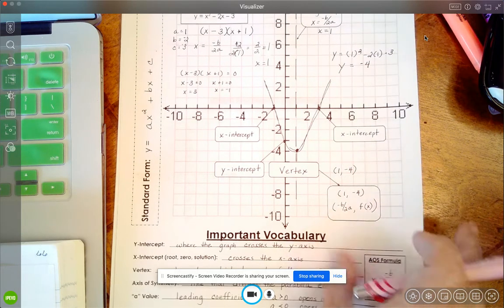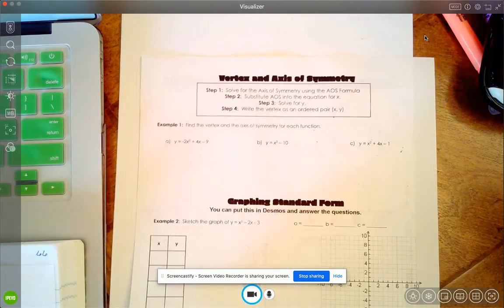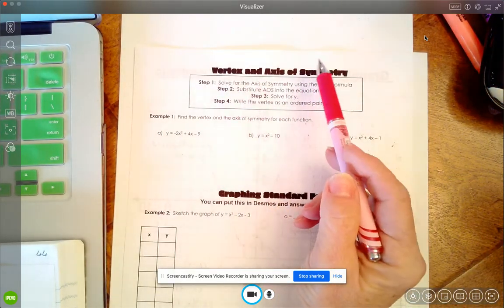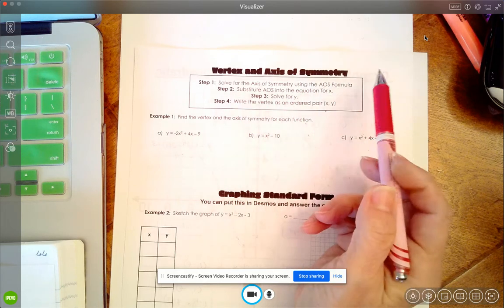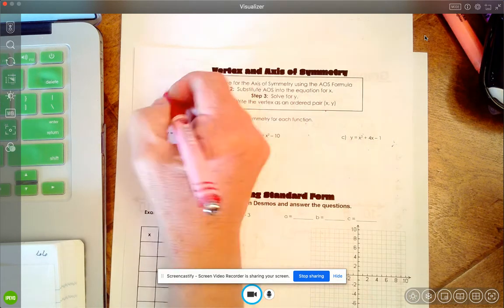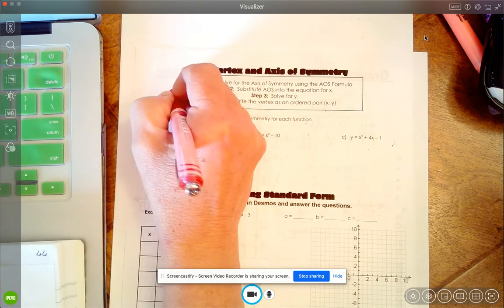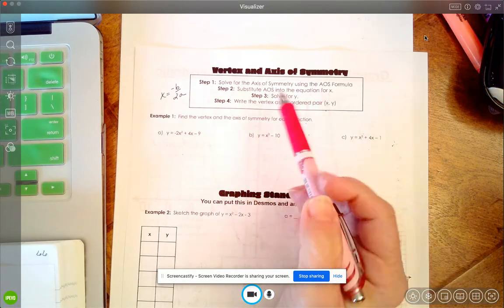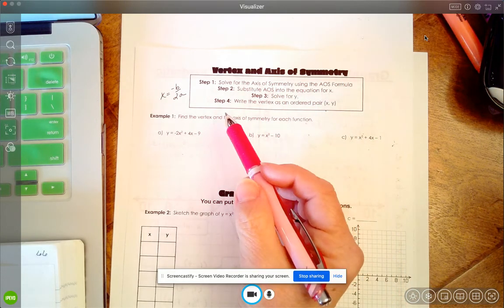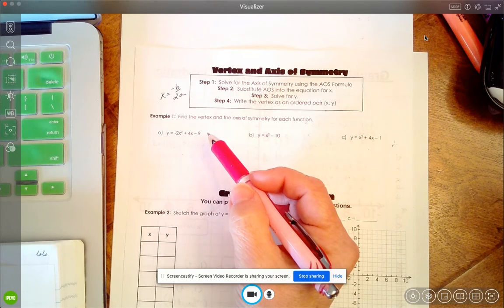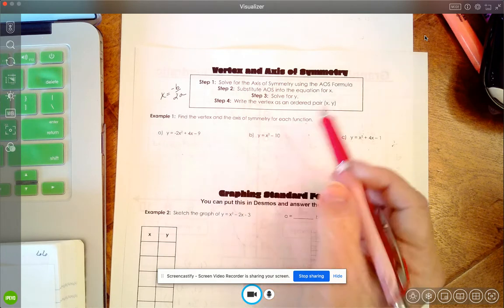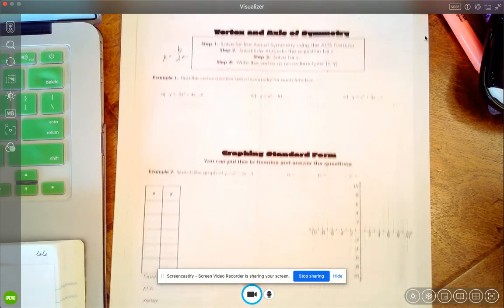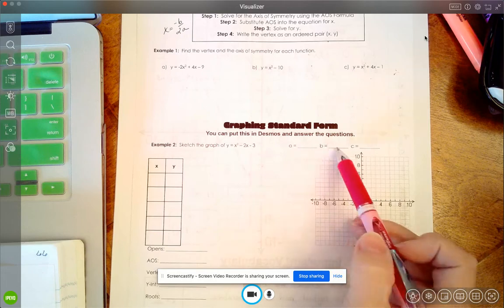Today, what you are going to do, on the other side, you're going to find the vertex and the axis of symmetry. You're going to solve for the axis of symmetry using our formula, x is equal to negative b over 2 times a. And then you're going to substitute that value back into your equation and find your vertex. You have one problem to do. You can put it in Desmos and answer the question.